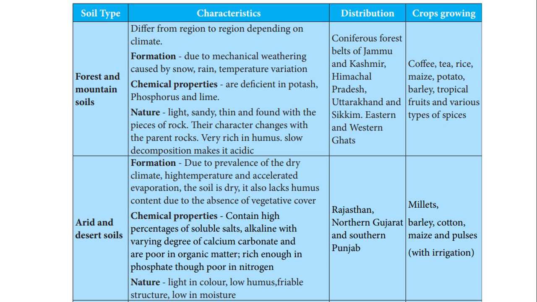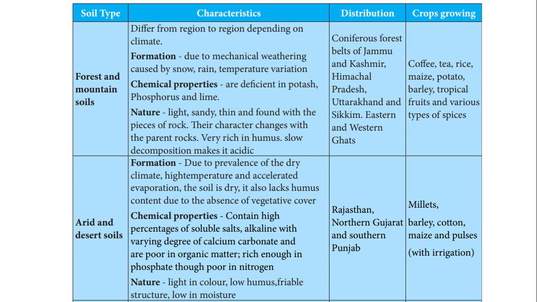Next, arid and desert soils, which we find in parts where you don't find much rain, especially in Rajasthan, northern Gujarat and southern Punjab. Here with irrigation they get only millet, barley, cotton, maize, and pulses. Otherwise it's not possible. The chemical properties are very high percentages of soluble salts, alkaline, and varying degrees of calcium carbonate, and they are poor in organic matter.